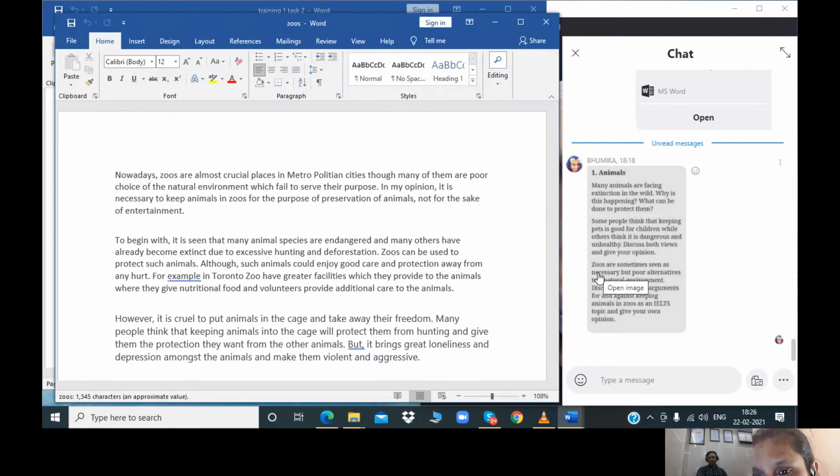Zoos are sometimes seen as necessary, but poor alternatives to a natural environment. Discuss some of the arguments for and against keeping animals in zoos as an IELTS topic and give your own opinion. Let me see what you have. Nowadays, zoos are almost crucial places in metropolitan cities. Look, this is simple and you should have put your full stop here, after cities.